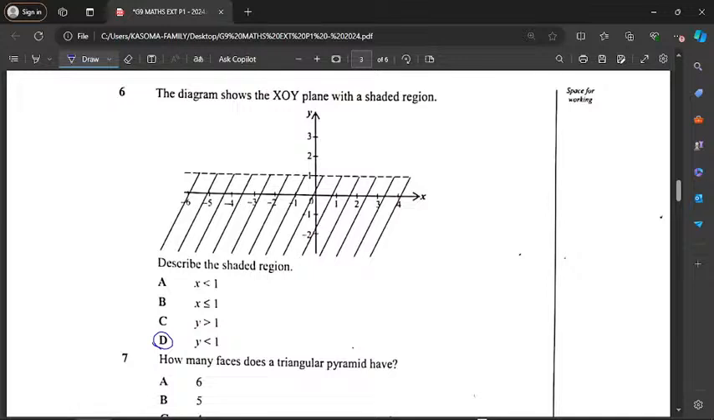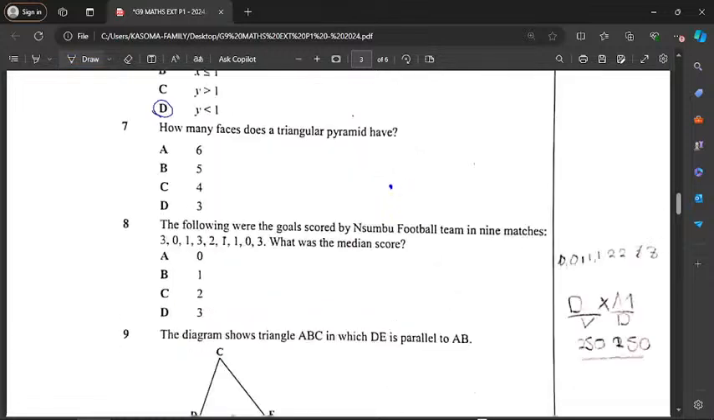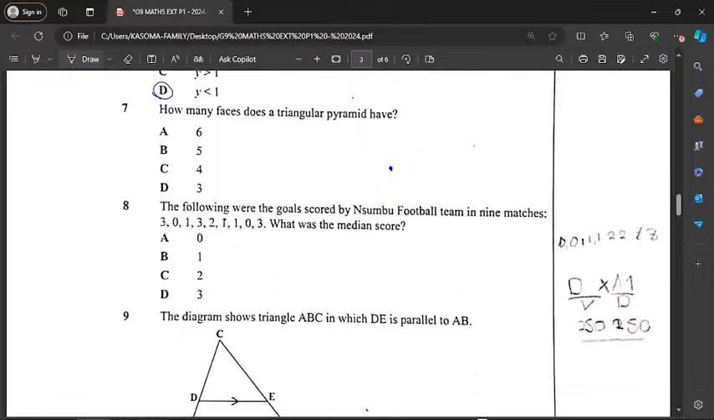I don't know if you have got questions, but basically that is the correct answer there, D. Okay, we come to question 7. How many faces does a triangular pyramid have?